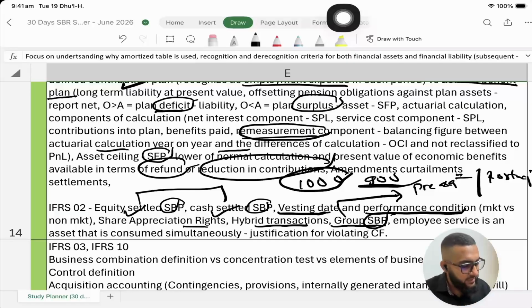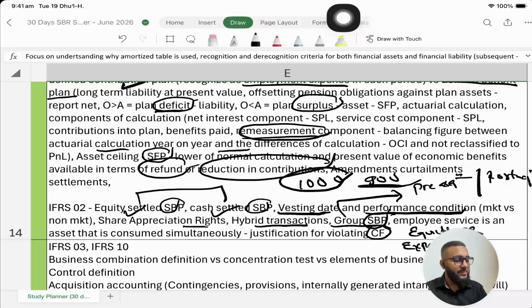An employee service is an asset that is consumed simultaneously. So the conceptual framework: when you take the conceptual framework, there's a violation here. What's the violation? When you issue shares, equity is credited, and what's being debited is the employee expense, in P&L. But what's the definition of expense as per the conceptual framework? Expense is an increase in liability or reduction in asset that reduces equity.